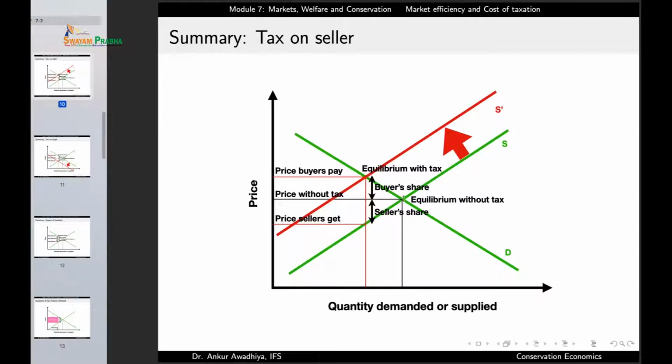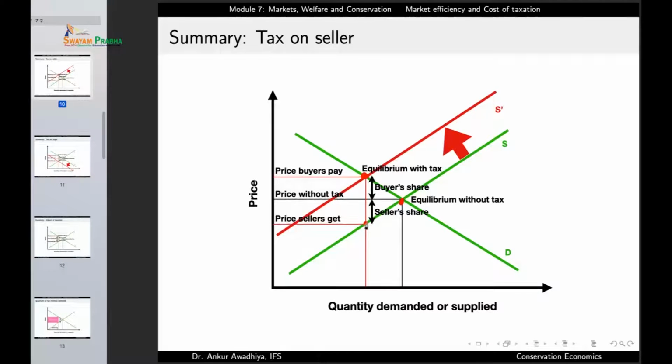Earlier the equilibrium was at this point, and now the equilibrium has shifted to this point where the red curve, the new supply curve, and the demand curve intersect. So this is the equilibrium without the tax, and this is the equilibrium with the tax. Earlier this was the price without the tax, the price that the buyers were paying and the price that the sellers were getting. But now, when we have shifted it to the left, the buyers are paying this price and the sellers are getting the price given by this vertical line intersecting with the supply curve.